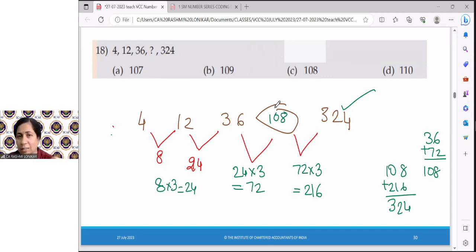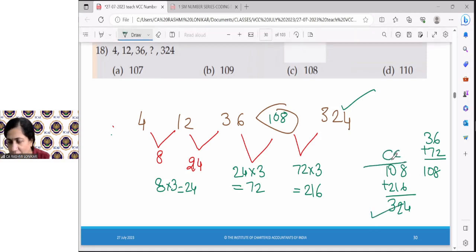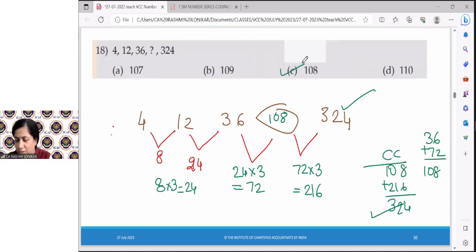I feel that this is a multiplication problem. So 8 threes are 24. Then I go to 24 threes are and I try to find out the answer. And when I cross check, okay, so this is cross checking of the answer, I find that I'm getting the correct answer. So the answer is 108. Okay.